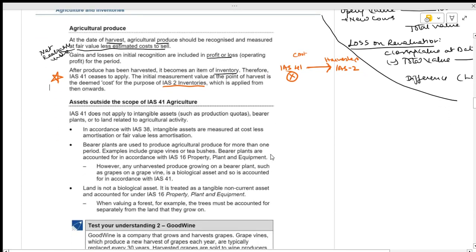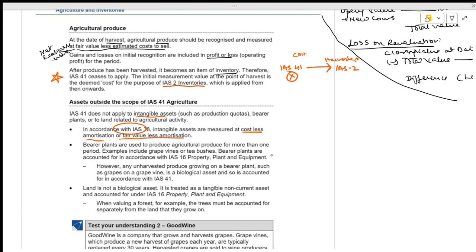In some cases, IAS 41 does not apply to intangible assets. What is the concept of intangible assets? How will intangible assets be calculated? Intangible assets will be calculated at amortization, meaning cost less amortization or fair value less amortization. This is the basic framework of IAS 38.